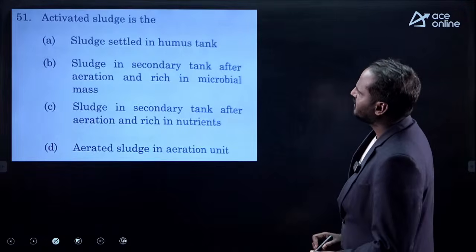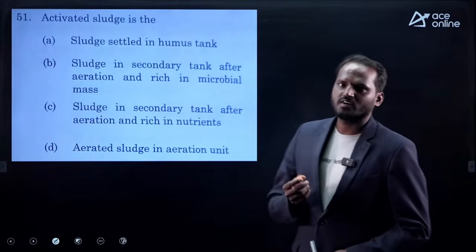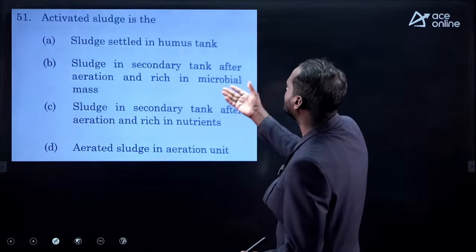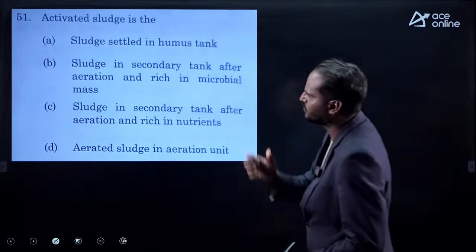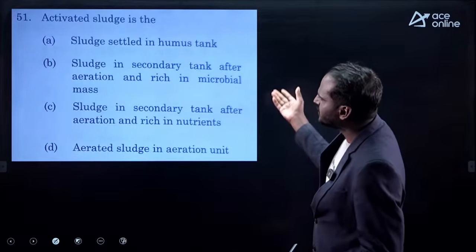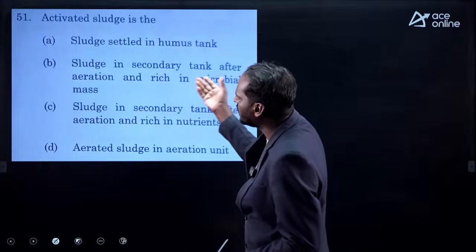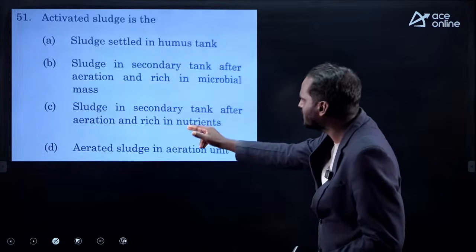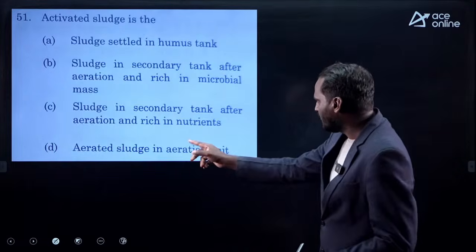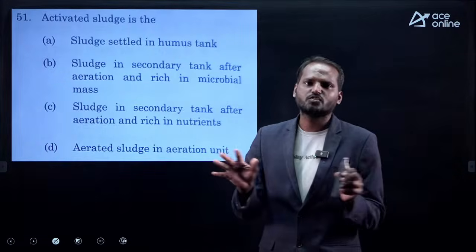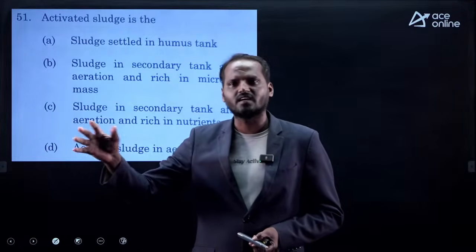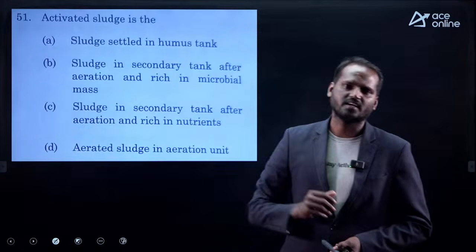Next, activated sludge. He is asking what is the meaning of activated sludge. Look at the options given. The first is the sludge settled in the humus tank. The second option is saying sludge in the SST, secondary settling tank, after aeration and rich in microbial mass. Again the same, but it is rich in the nutrients. The final option is activated sludge in the aeration unit. In the aeration unit no settling occurs, only we allow settling in the SST, the secondary settling tank, that we call the secondary sludge.